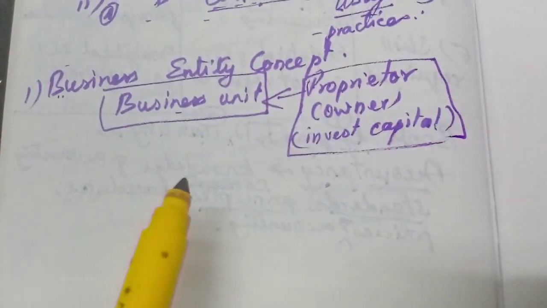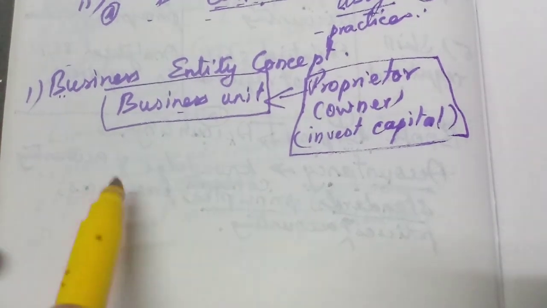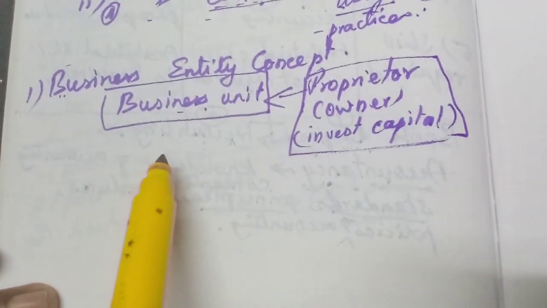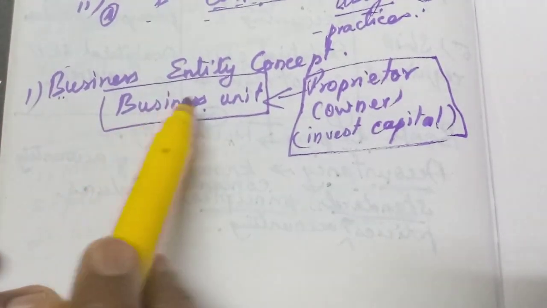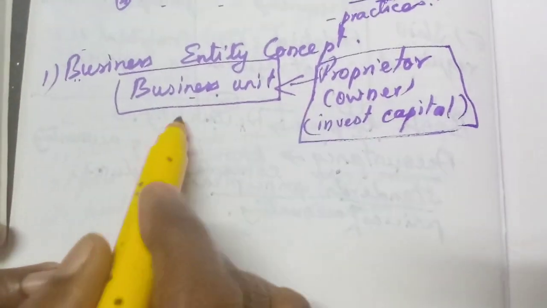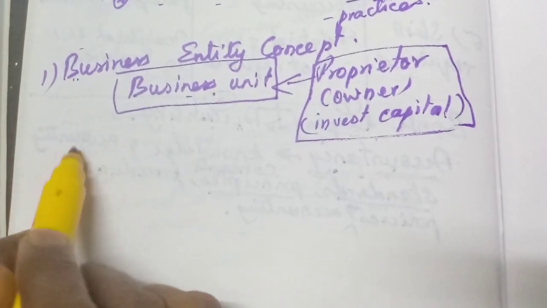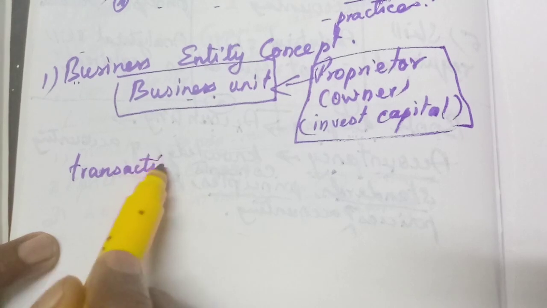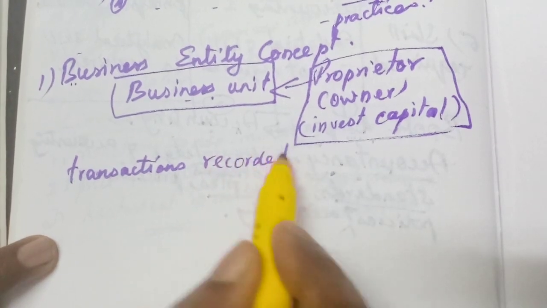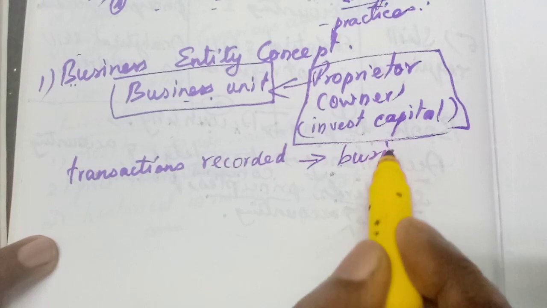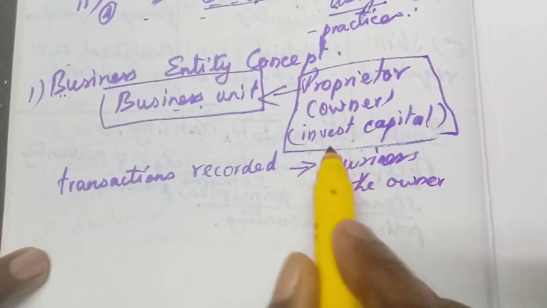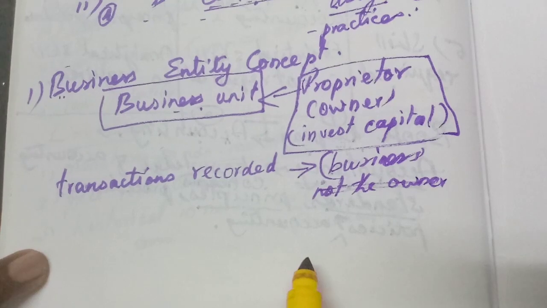Why do they say this? Because the proprietor is investing money in this business unit in order to earn profit. So we should consider, that is the concept, this business unit as a separate unit from the proprietor. Then all the transactions that we prepare are entered or recorded in the books of accounts from the viewpoint of the business, not the owner's point of view, but only the business point of view.